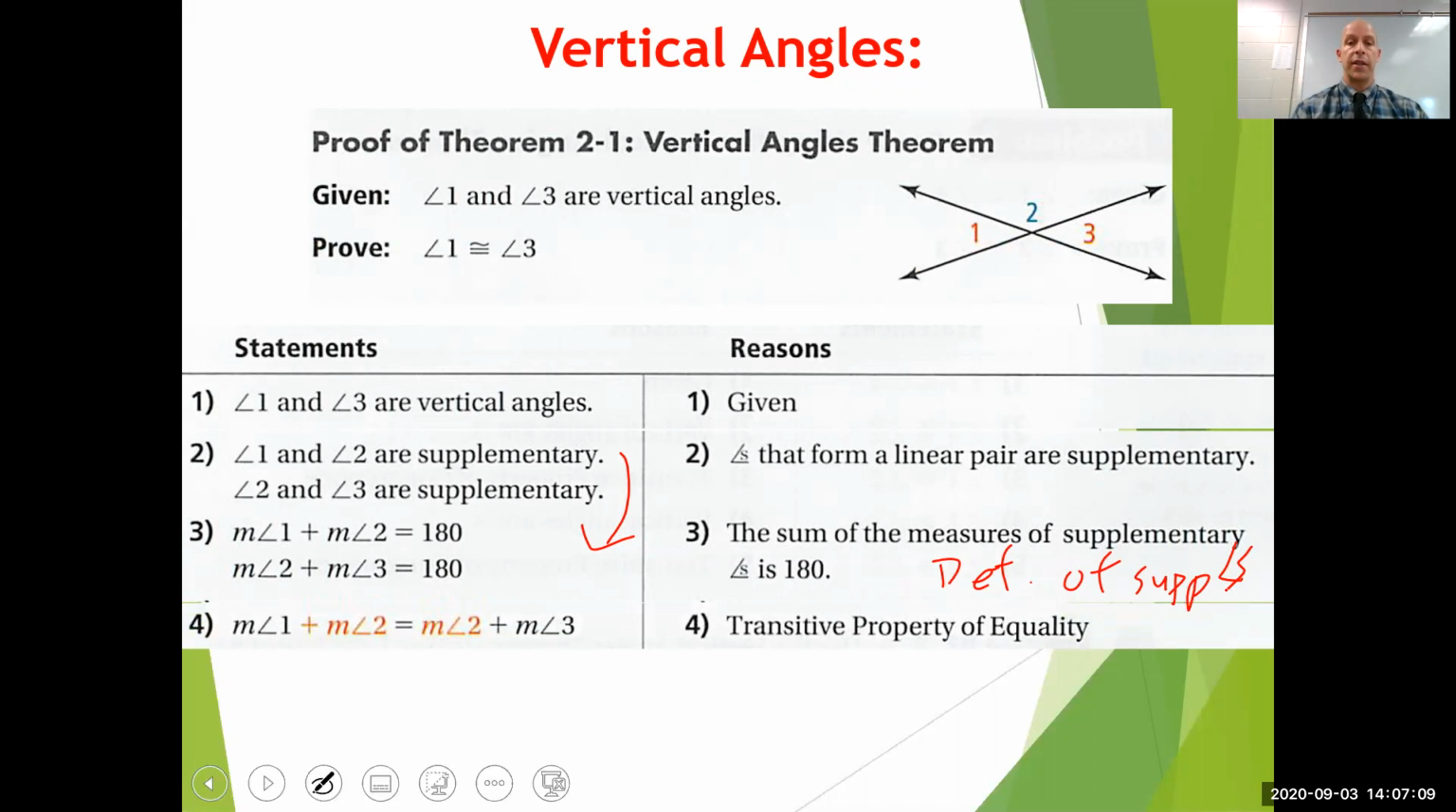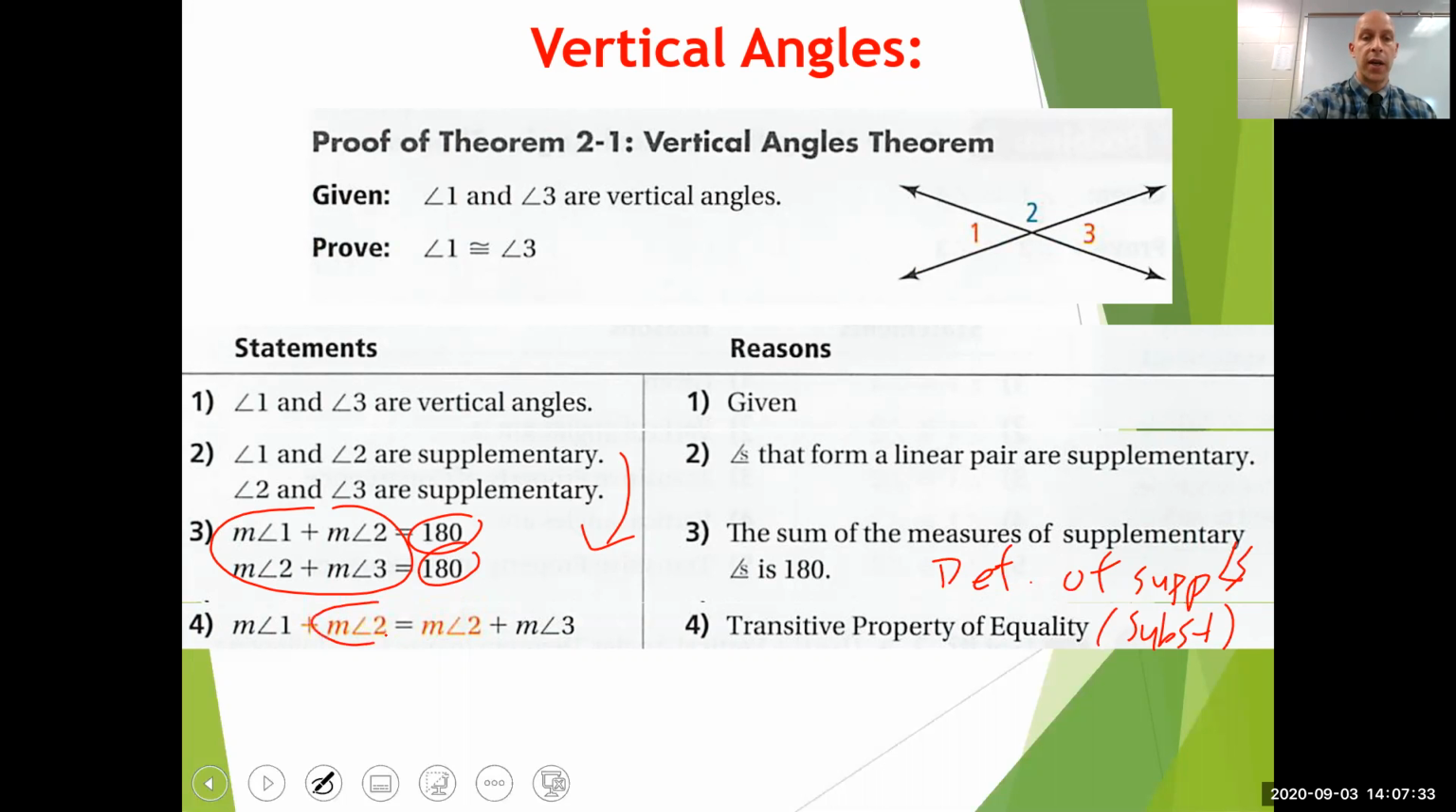Now, this next step here, we see that the measure of angle 1 plus the measure of angle 2 equals 180, and the measure of angle 2 plus the measure of angle 3 equals 180. So that means that these two have to be equal. And that's by the transitive property, or you could use what we call substitution. Since they're both equal to 180, they have to be equal to each other.